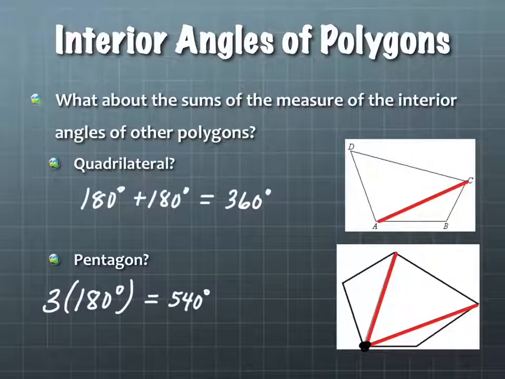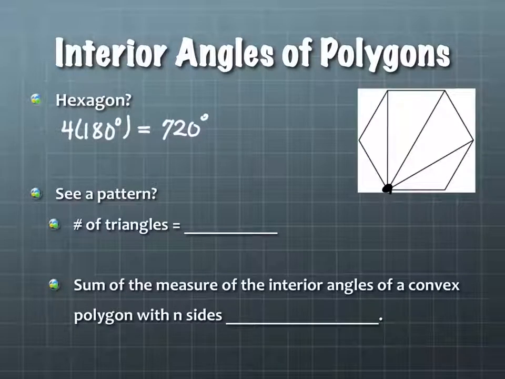Triangle has 3 sides, 1 triangle. Quadrilateral has 4 sides, 2 triangles. Pentagon has 5 sides, 3 triangles. What's the relationship between the number of sides and the number of triangles? There are 2 fewer. You got it.